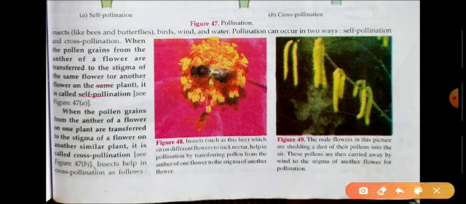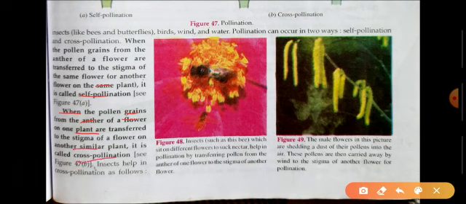The second type of pollination is cross-pollination. What is cross-pollination? When pollen grains from the anther of a flower are transferred to the stigma of a flower on another similar plant, such a pollination is called cross-pollination.